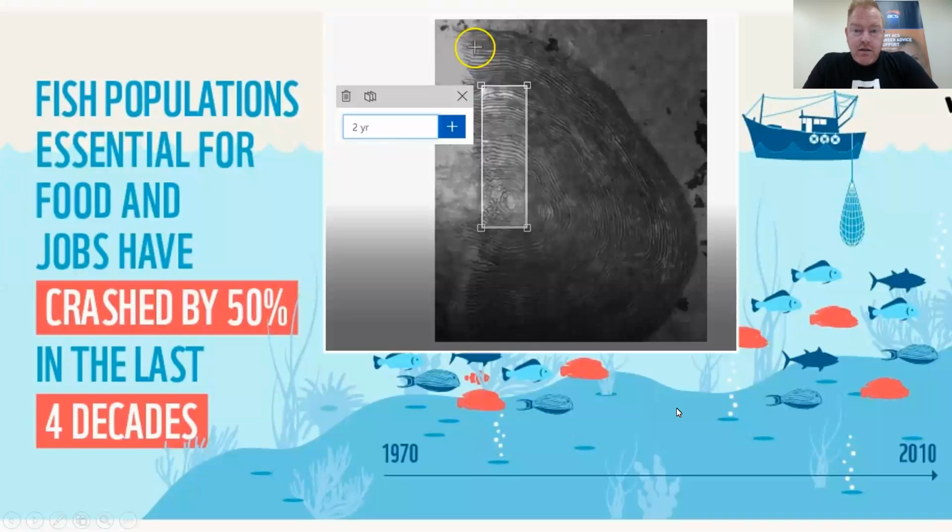This one here is using AI to estimate the age of a fish. You can see the close-up there of a fish scale, and we use computer vision AI to estimate how old the fish is by looking at the picture under the microscope.